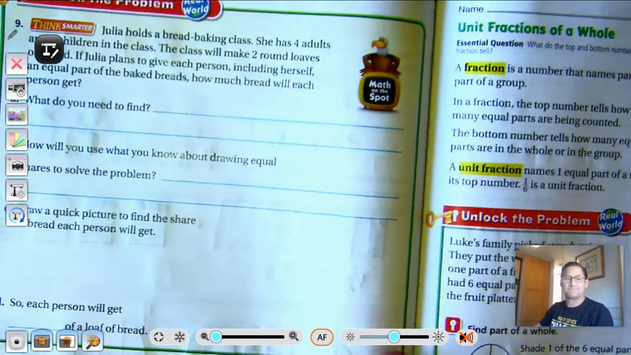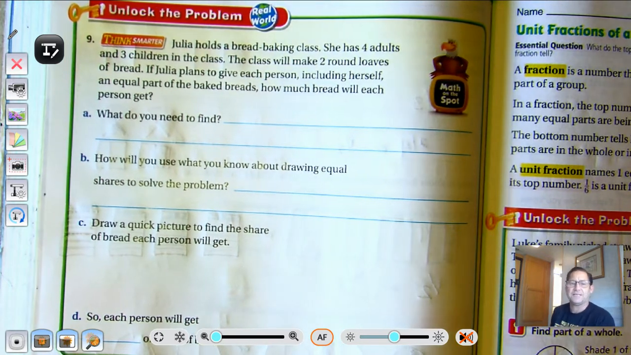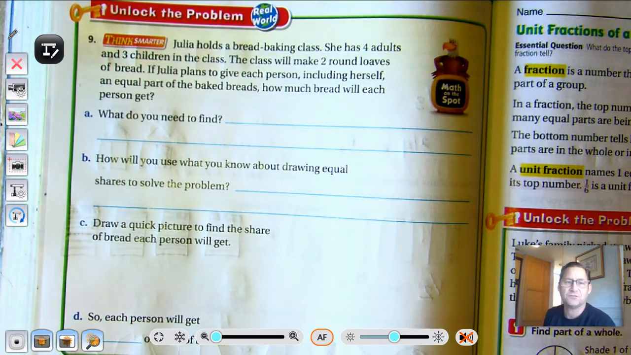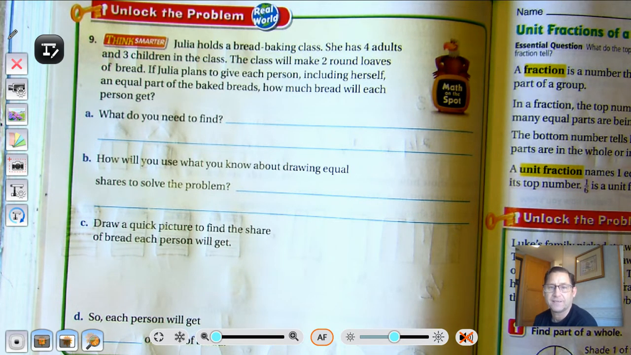All right, number 9. Julia holds a bread baking class. She has 4 adults and 3 children in the class. The class will make 2 round loaves of bread. If Julia plans to give each person, including herself, an equal part of the baked breads, how much bread will each person get? What do we need to find?